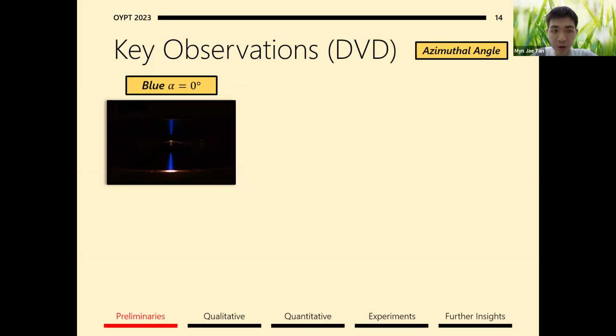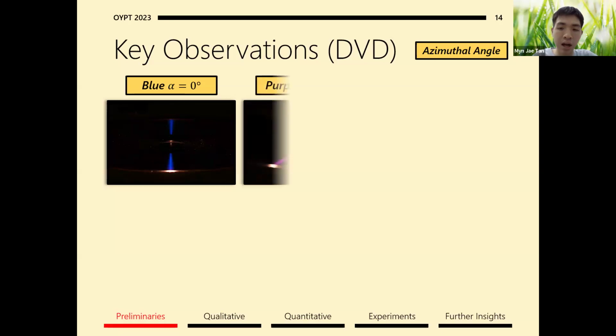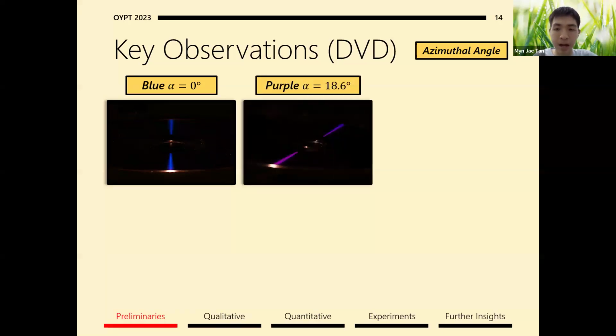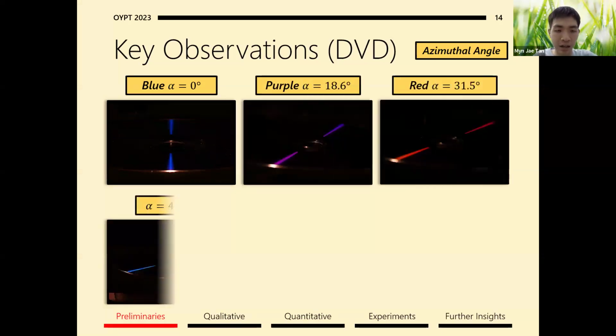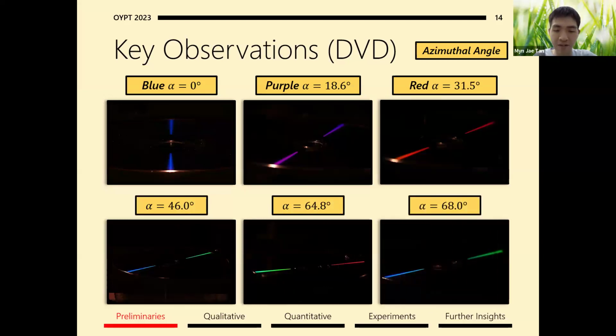Next, at the azimuthal angle of 0 degrees, the line on our DVD is blue. When we increase it, it turns purple, and then it changes to red. And then it will eventually take on more rainbow-like colors as we further increase the azimuthal angle. This trend follows that of the tilt angle as we've seen just now. For CDs, the color will turn from orange to green, then red, and then orange again. Whereas for a DVD, it will turn from blue, purple, red, and then back to a bluish color again.